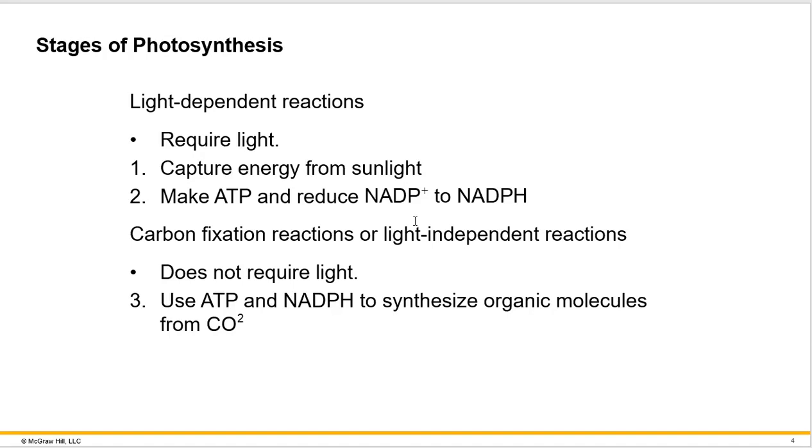And then the other stage of photosynthesis is sometimes called the light-independent reactions or the carbon fixation reactions. It does not require light, but it does not require darkness either. These 2 stages used to be called the light reactions and the dark reactions, but it was kind of confusing because people assumed that the dark reactions only happened at nighttime, but they happen all the time. And what the light-independent reactions do is they take this ATP and these electron carriers that were produced here, and they make organic molecules from carbon dioxide, like glucose.